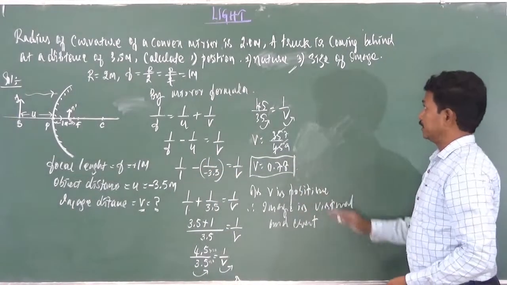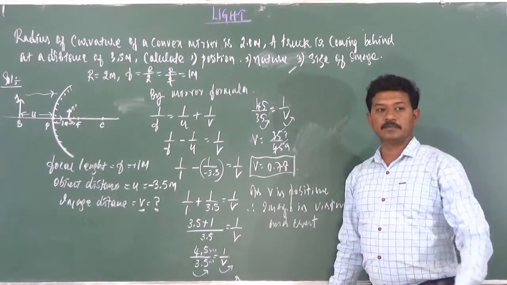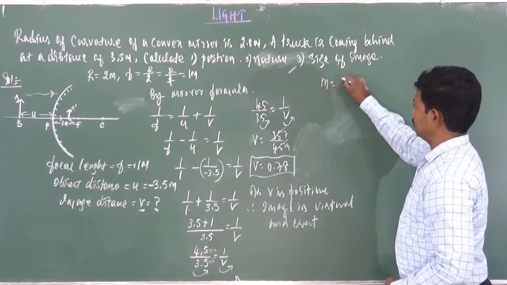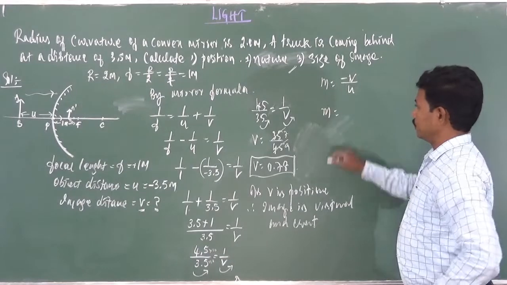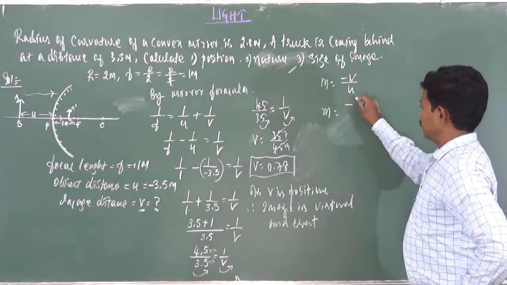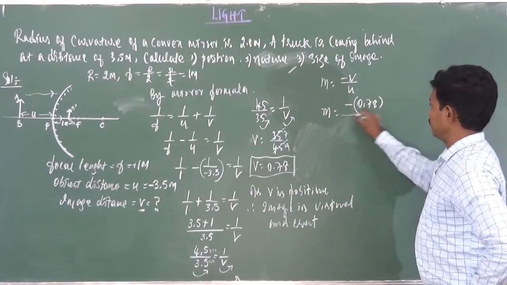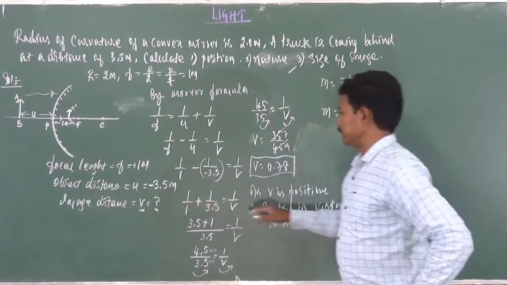So V is that. Now we have to calculate the size of the image. In order to find the size of the image, we take the help of magnification. So M is equal to minus V by U. So M is equal to minus of the V value, which is 0.78, divided by the U value, which is minus 3.5.